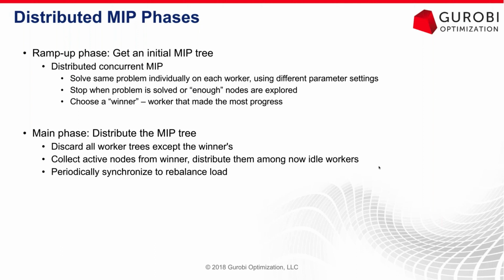And once we've gotten a large enough tree, we pick the best tree among those workers, and that's going to be the winner. We then take that tree and distribute that to the multiple workers. We throw out the other trees and we say, this is our tree that we're going to use, and distribute that tree and use it among the different workers. So then in the second phase, the main phase, we take that tree, we break it up in different pieces. We then collect the nodes from the winner and put the different pieces on the different workers. And of course, we're going to periodically synchronize and rebalance.